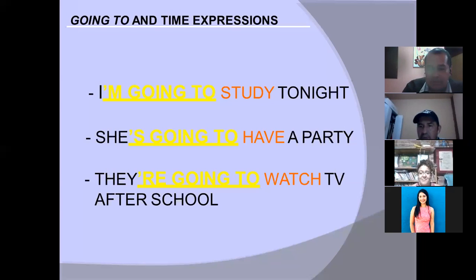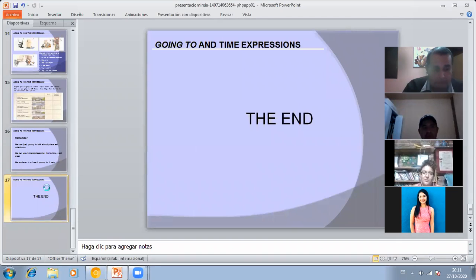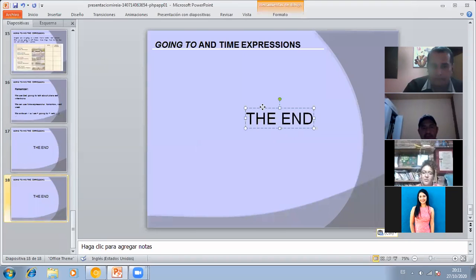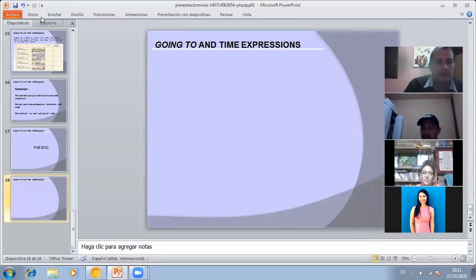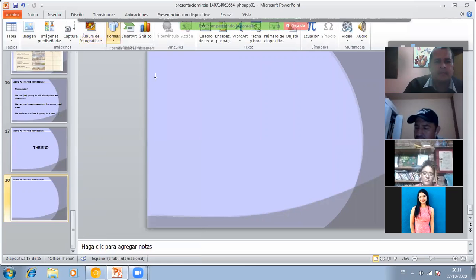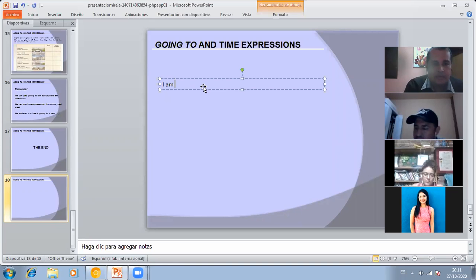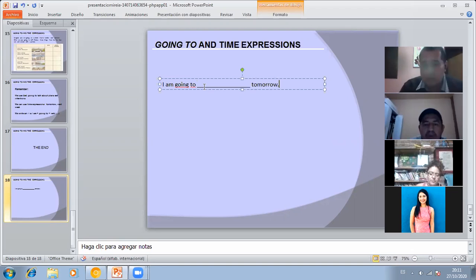Now we're going to use going to in a very simple exercise. Please observe. You're going to tell me what your plan for tomorrow is. I am going to, and then your plan. For example, I am going to cook tomorrow, I am going to visit my family tomorrow, I am going to work tomorrow, etc. Any idea that you may have.